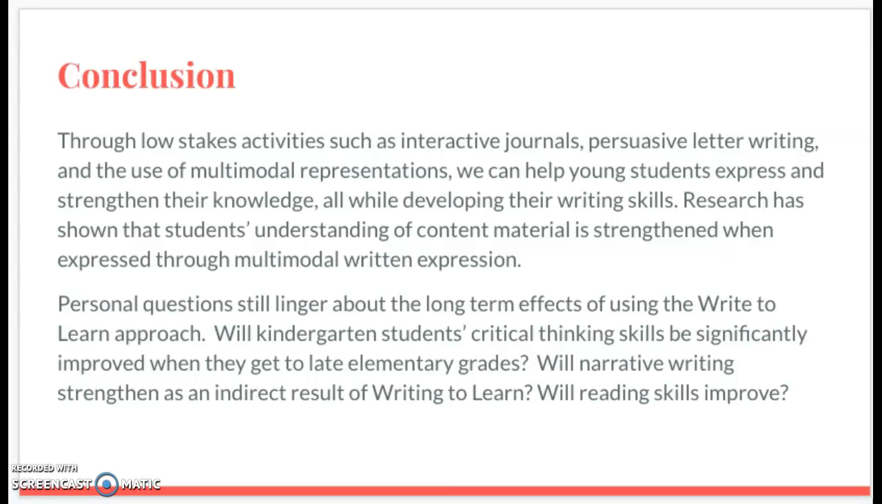Personal questions still linger about the long-term effects of using the writing to learn approach. These questions are, will kindergarten students' critical thinking skills be significantly improved when they get to late elementary grades? Will narrative writing strengthen as an indirect result of writing to learn? And will reading skills improve?